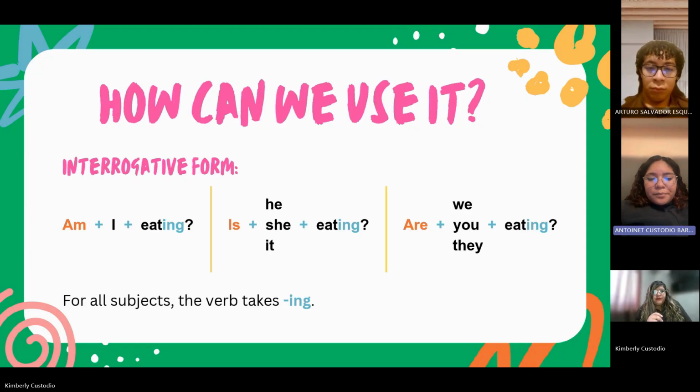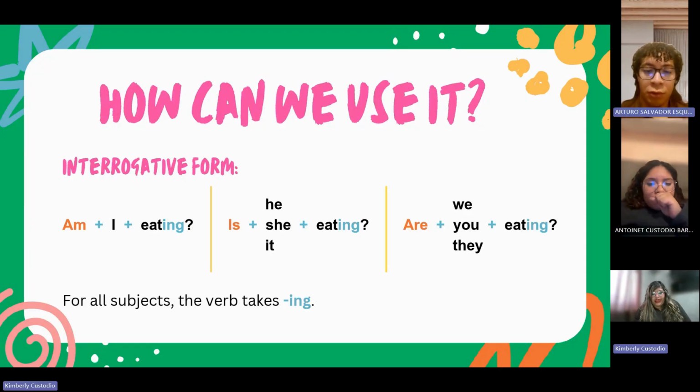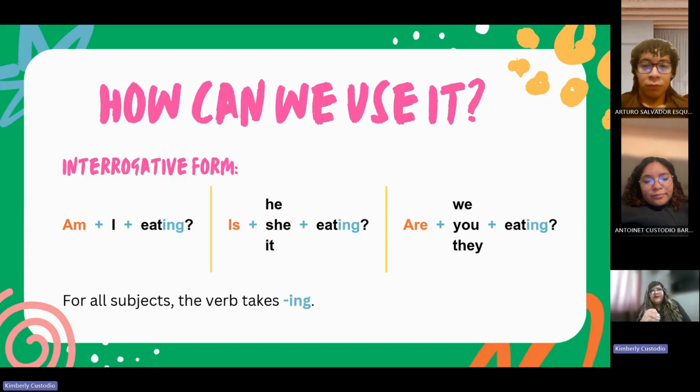No, teacher, it's clear. Excellent. So in that case, I want you to give me some examples. Maybe Antoinette, can you give us an example of present progressive but an affirmative statement?